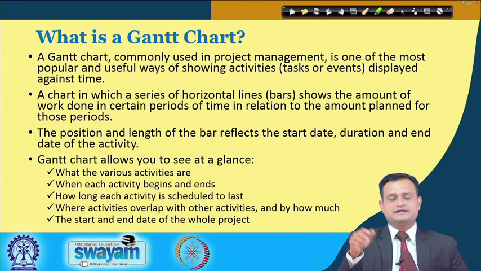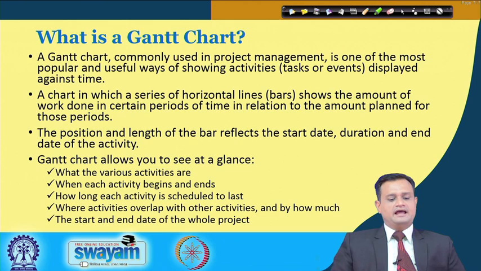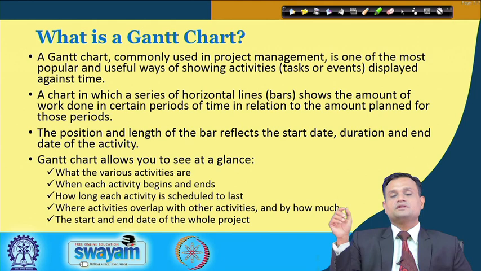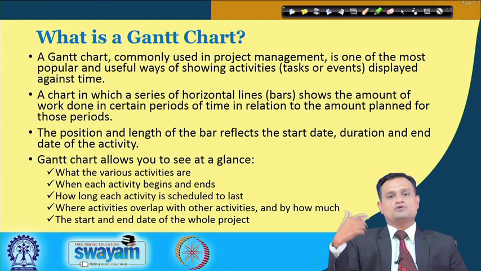So the Gantt chart, typically this particular tool is commonly used in project management, and its purpose is to show horizontal lines or bars with the amount of work done in a certain period of time in relation to the amount planned for those periods. So you can keep a close check on what is the amount of work I have planned and against that how much work I could complete.